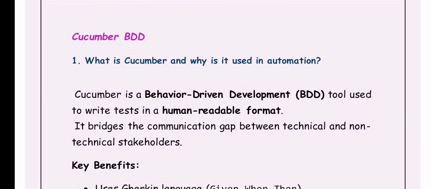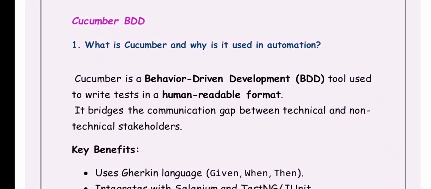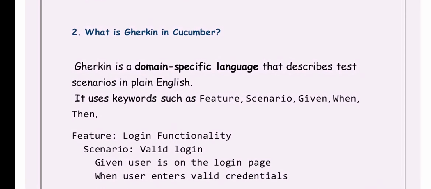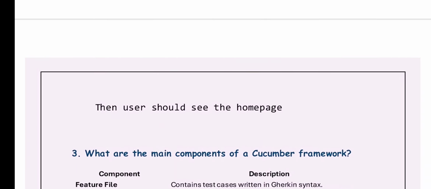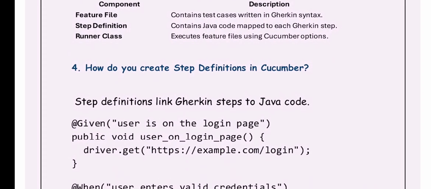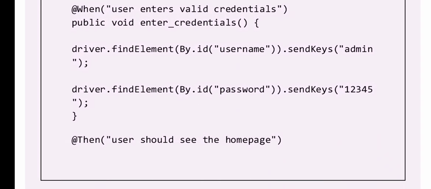And the next set of interview questions are with respect to Cucumber BDD. What is Cucumber and why is it used in automation? What is Gherkin in Cucumber? What are the main components of a Cucumber framework? How do you create step definitions in Cucumber?